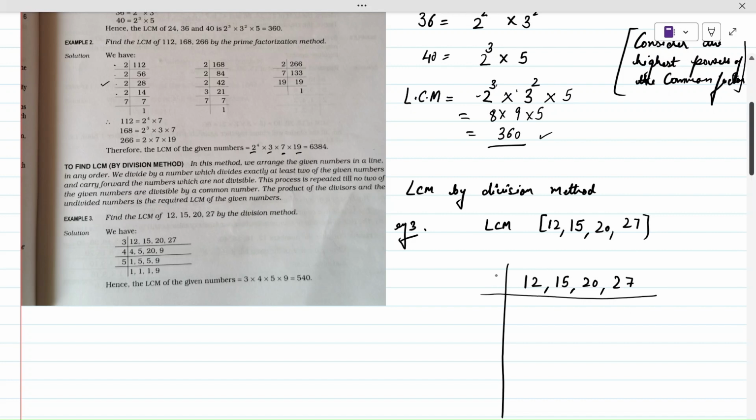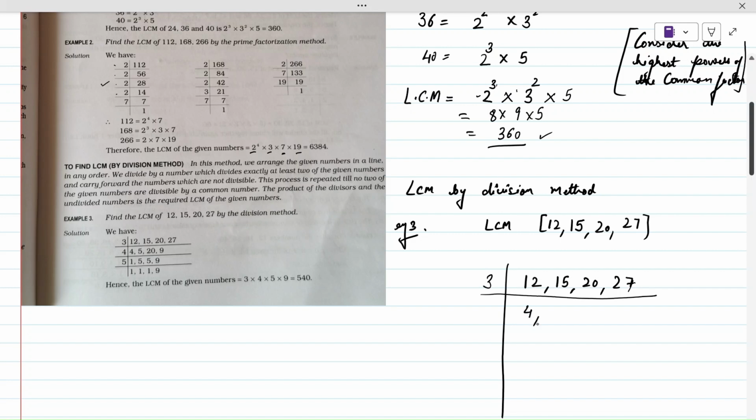We can start with 3 because 3 is dividing 12, 15 and 27, right? So let's start with 3. We could have started with 5 also because 5 is dividing 15 and 20. But it is always better to start with the number which is dividing the maximum numbers. So here 3 is dividing 3 numbers. So let's start. This is 3.